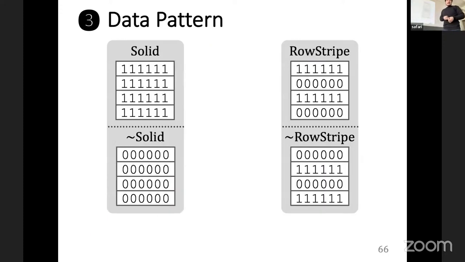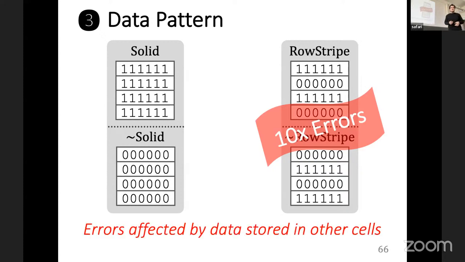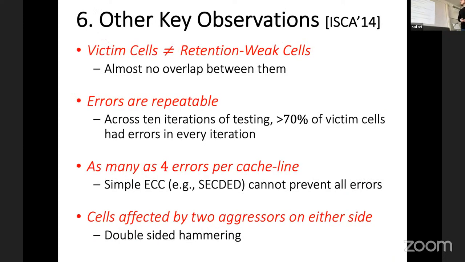And they also investigate the effects of data patterns. On the left, you see two data patterns, solid zeros and solid ones, and two different row stripe patterns on the right. The row stripe data patterns resulted in 10 times more errors, for example. This way they conclude that RowHammer is also a data-dependent error mechanism.